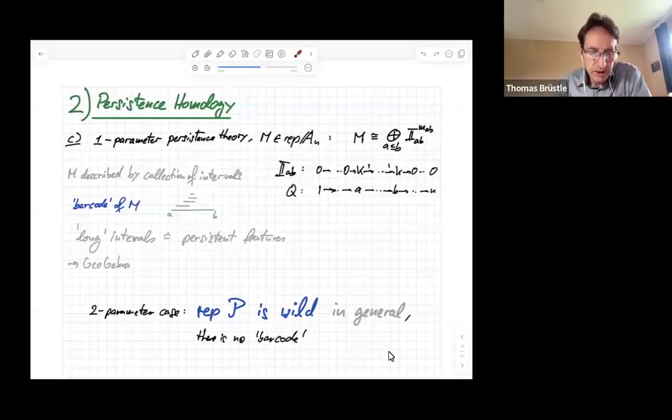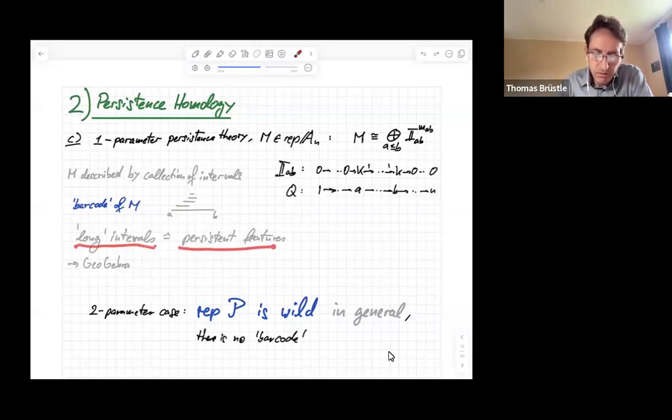In topological data analysis, they describe the module M just by the collection of its indecomposable summands, so by a collection of intervals. And they like to draw those intervals in what they call a barcode. So say there's an interval from A to B, and there's another interval, another interval. So there's a bunch of intervals which corresponds to the direct sum decomposition. They draw those intervals in a shape that resembles a bit the barcode, and they say this is the description of the module.